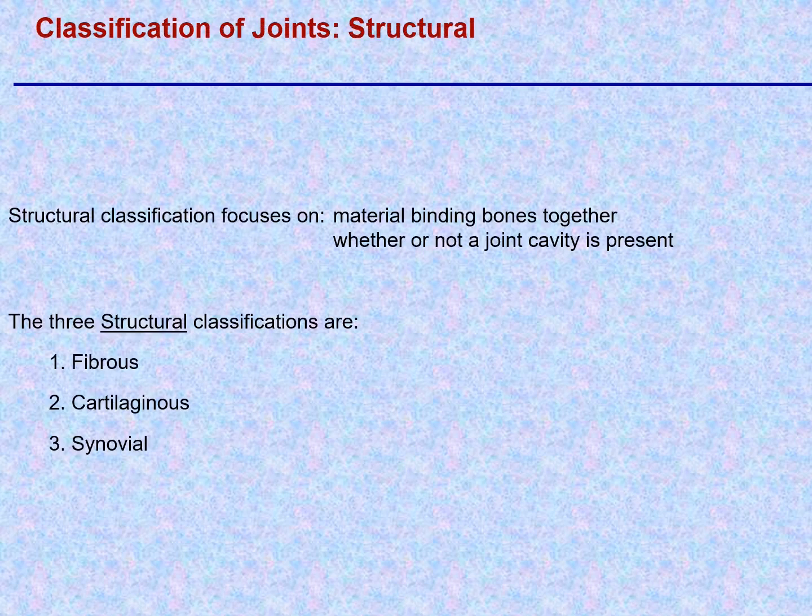The classification of joints on the basis of structure depends on the material that binds the bones together at the joint, and also whether there's a joint cavity around the joint or not. The three structural classifications are fibrous, cartilaginous, or synovial, and it's the synovial joint that has a joint cavity.